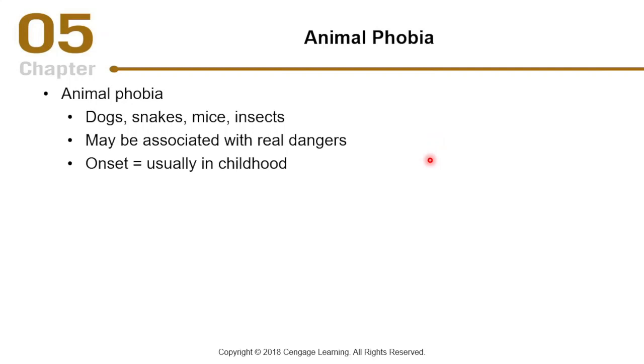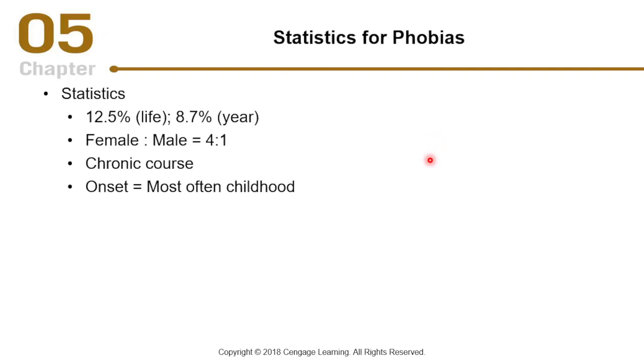And then, just like with the others, the onset is usually in childhood. Now, statistically, the prevalence of this disorder is around 12% in a lifetime. Annually there are 8.7% reported cases, and the ratio of the incidence for female and male is about 4 to 1. I'm not sure if it's underreported with males due to cultural values and such, but mostly it's the females who would report having this type of disorder. The course of this one is chronic, and onset, as I mentioned earlier, is during the childhood stage.